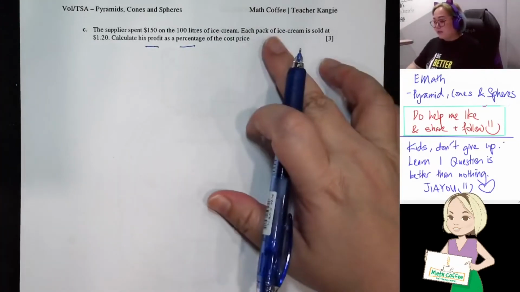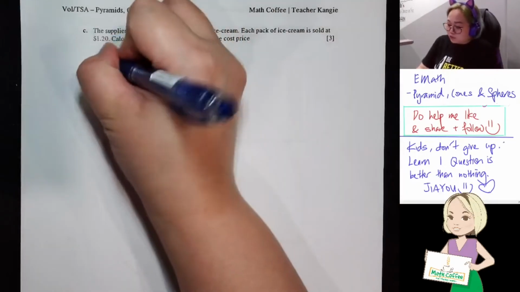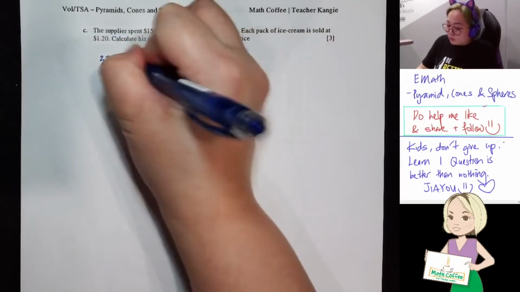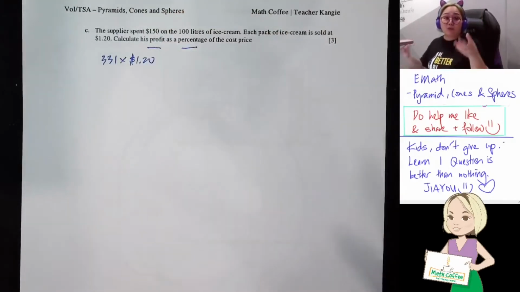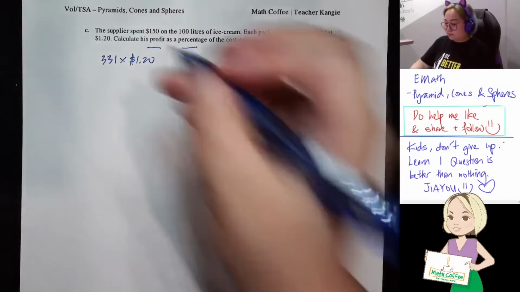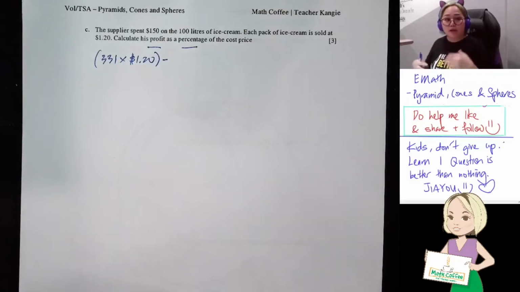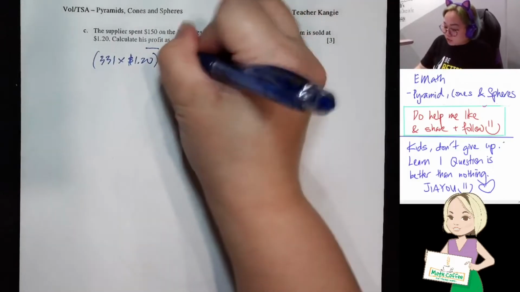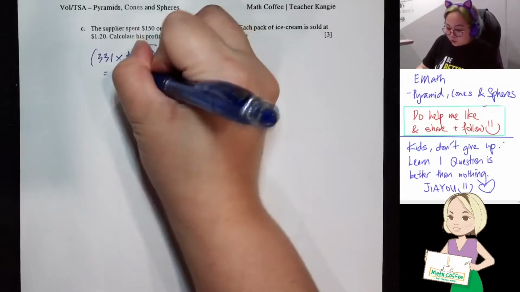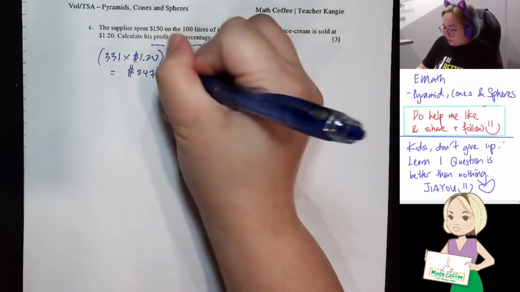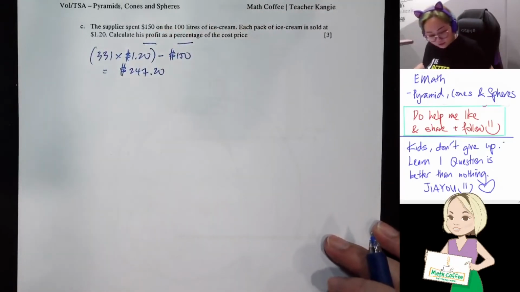So first, because I make 331 packs of ice cream, I sell my 331 packs at $1.20 each. So that is my selling price, how much I receive when I sell all my ice cream. And I need to minus away my cost price. The cost price is the $150. So minus the $150, I will get 247.20. What thing one? I go right? Something wrong?